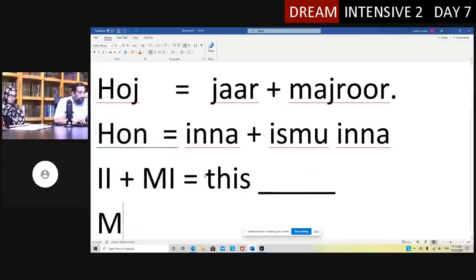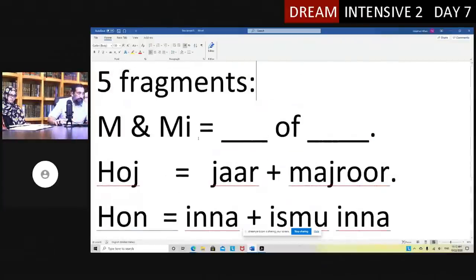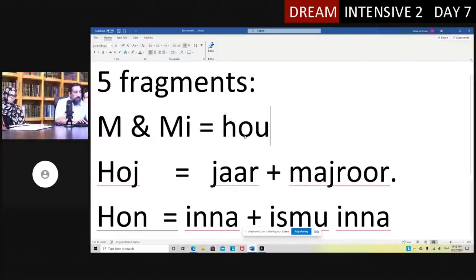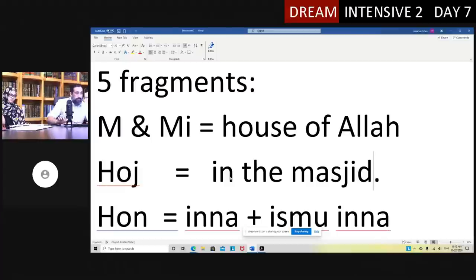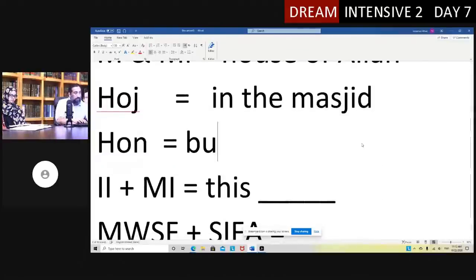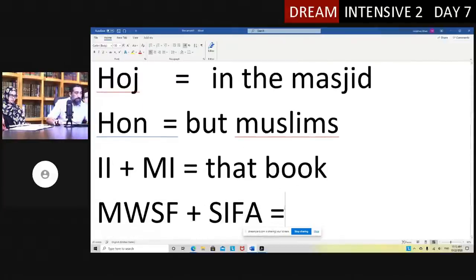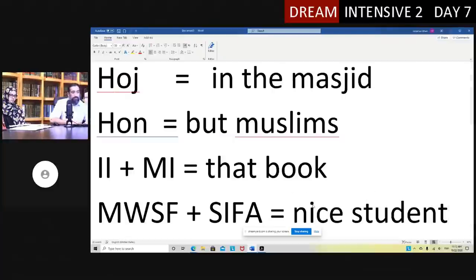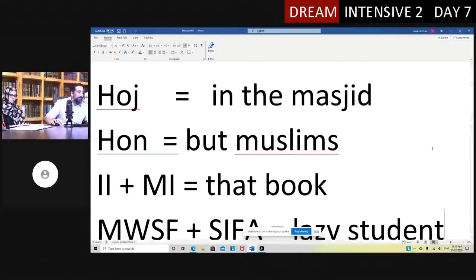What's the fifth one? Mawsuf and sifa. And you know what? Let me go back and write an example of each. Here, I'll write house of Allah. Here, I'll write in the masjid. Here, I'll write but Muslims. Here, I'll write that book. Here, I'll write nice student. Or no, too much for you. Lazy student. I like that.